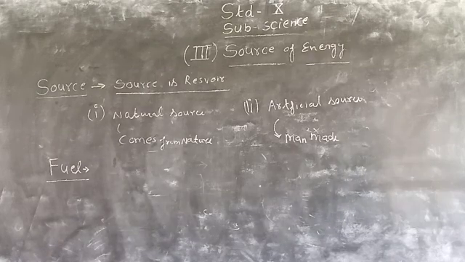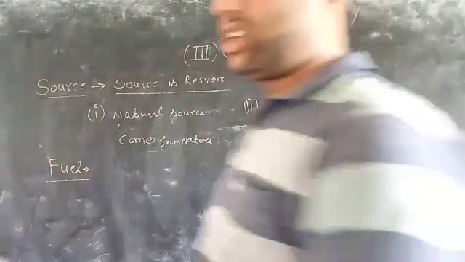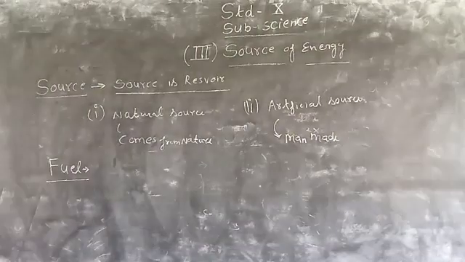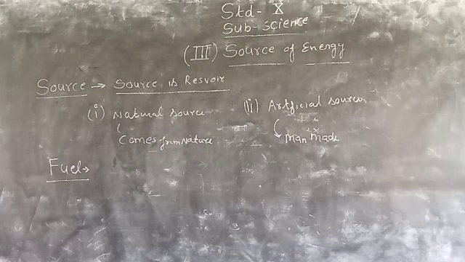This is a theoretical chapter, so we have to study one by one. We have to learn the basic definitions, basic understanding, and how natural and artificial sources are produced. After the classification of fuels into solid, liquid and gaseous, in the next lecture we will discuss the various classifications of fuels, taking examples, and understand what solid fuel, liquid fuel and gaseous fuel are.